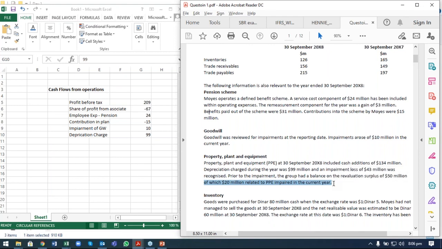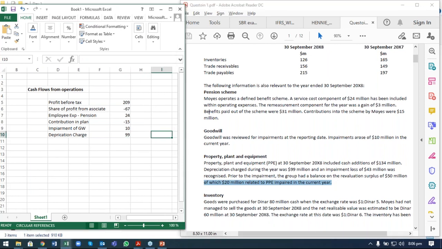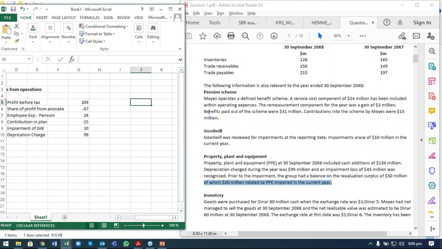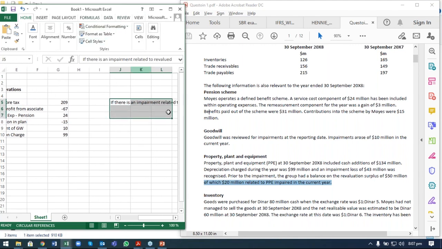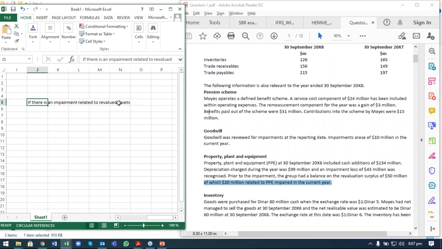So what do you think was done? In this section, not only was the IAS 16 cost model tested, in this case the examiner has also tested the revaluation model. Under the revaluation model, if there is an impairment related to a revalued asset, you have to charge the impairment to revaluation first and then to the profit and loss account, or you can say the statement of comprehensive income.